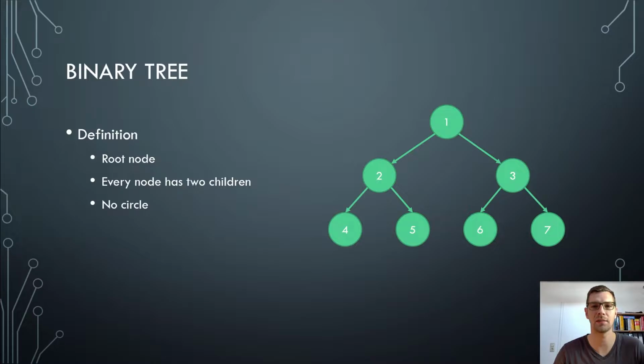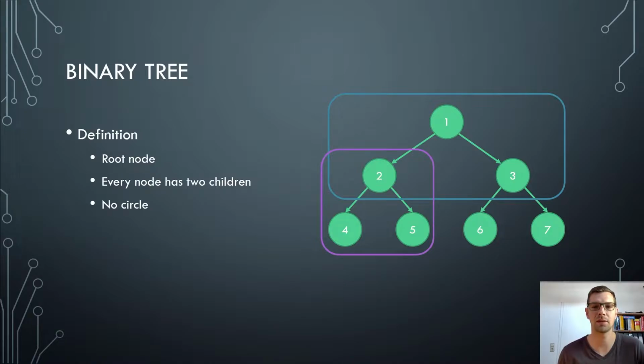So what does it mean? Well, if we have a look here, then we have the root node 1 and we have the children 2 and 3. And here we say that is a tree. But also, the 2 is a tree by itself with its children 4 and 5. The 2 is the root node and 4 and 5 are the children. And the same holds here for the 3. It has the children 6 and 7.